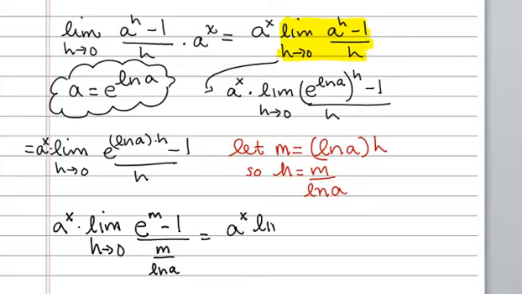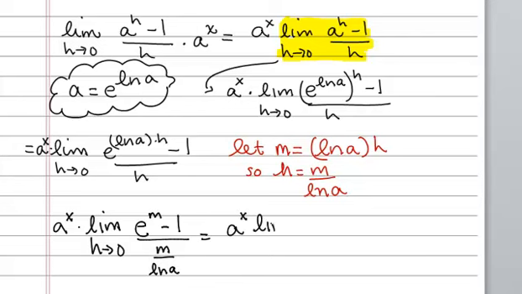And anytime we divide by a fraction, it's the same thing as multiplying by its reciprocal. So we go ahead and reciprocate that. And what we get is a to the x times the limit as h approaches 0 of e to the m minus 1 over m times the natural log of a.